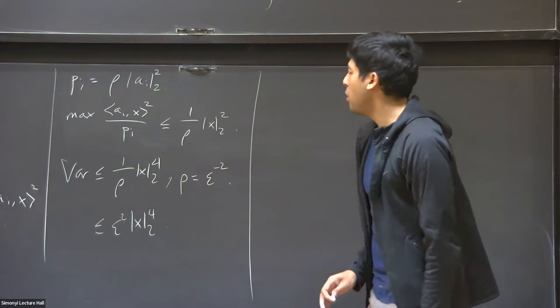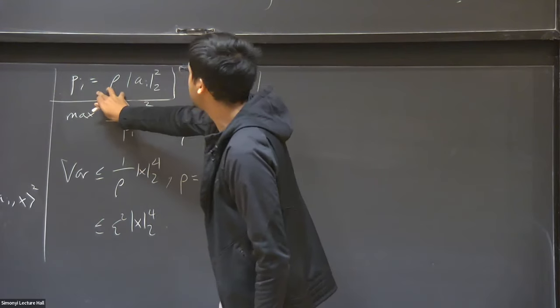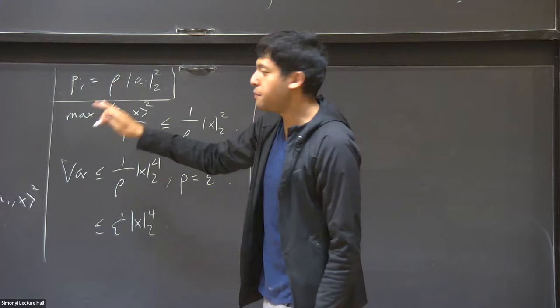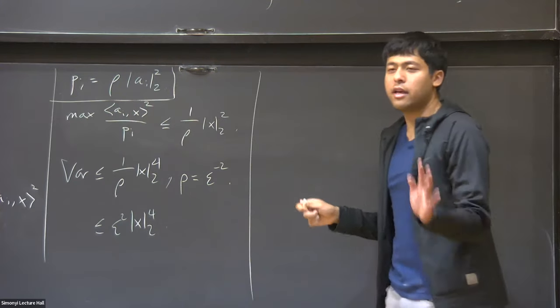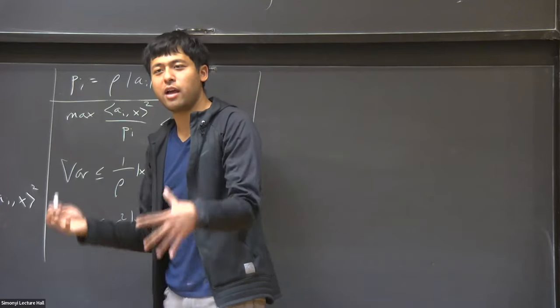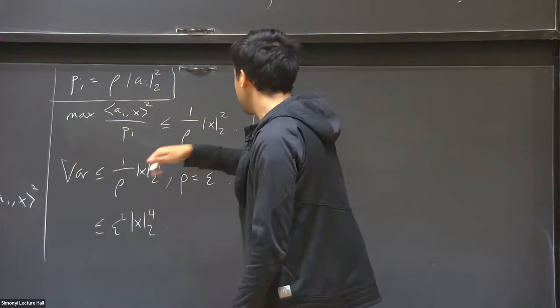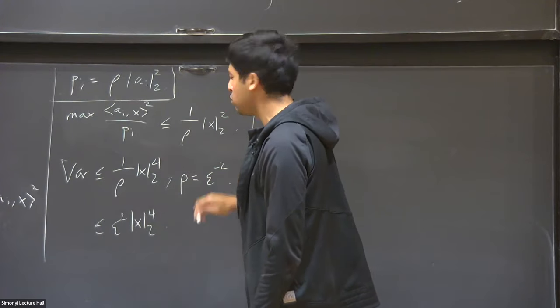So that's part one of the calculation. We're going to keep this choice for later. This pi is always going to be rho times the 2-norm squared of ai. Later, we might have to ramp up rho by logarithmic factors to get concentration everywhere, but it's always going to be this form. It's going to be rho times that, and rho is going to be epsilon to the minus 2 times logarithmic factors.